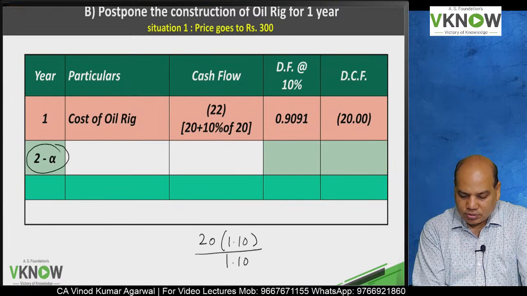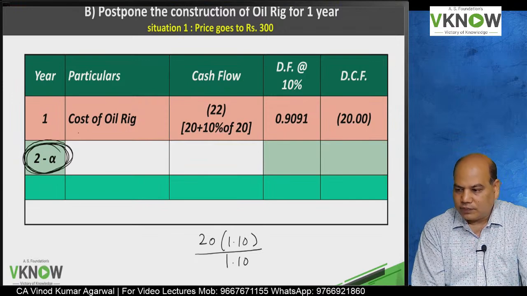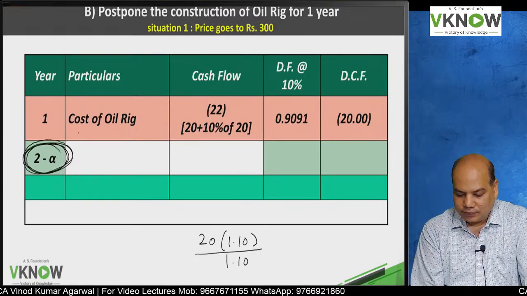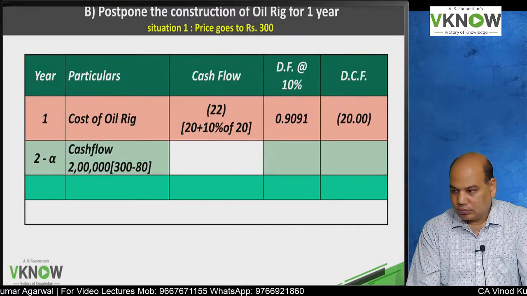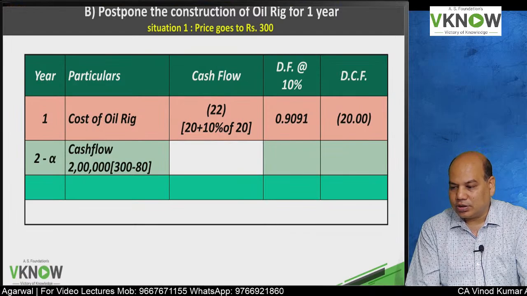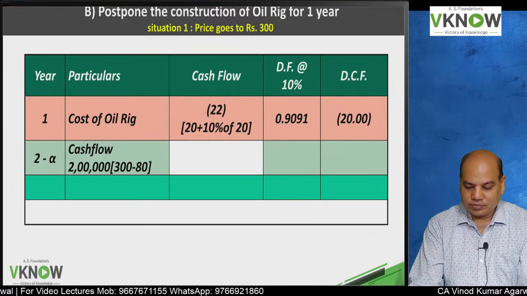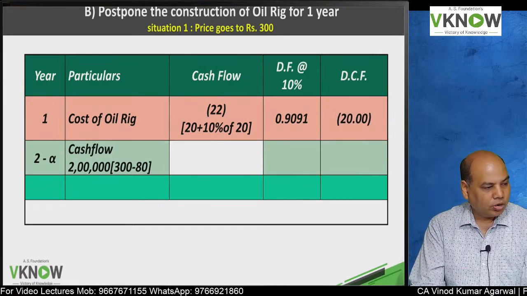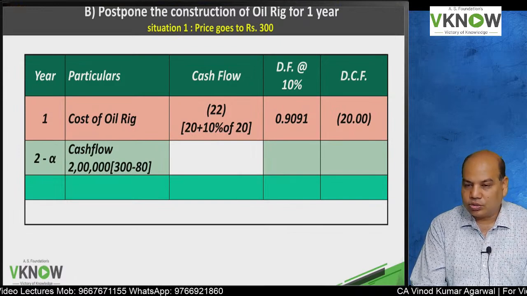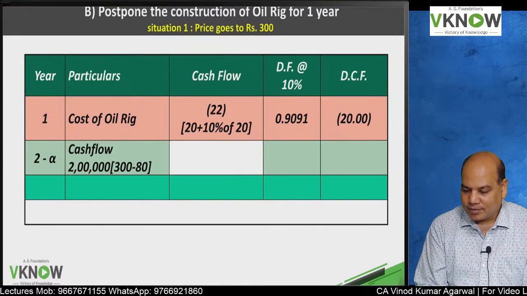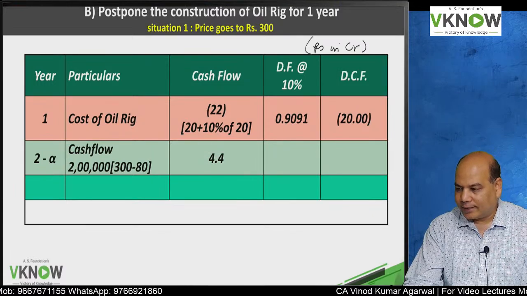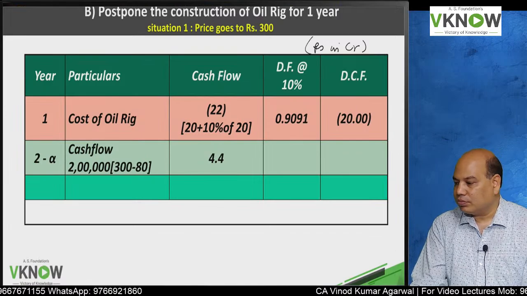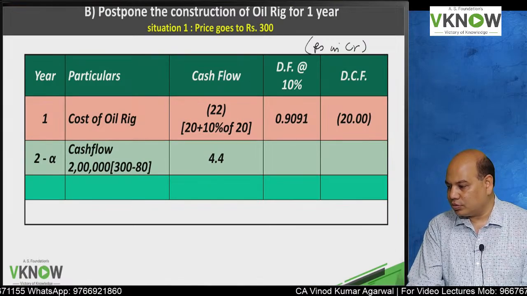Once you construct the oil rig, the cash flow will start from next year, second year till infinity. Cash flow will be 2 lakh units into 300 minus 80. Rupees in crore. Please reply. 4.4. Rupees in crore 4.4.